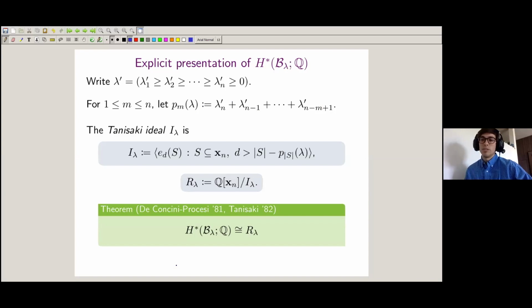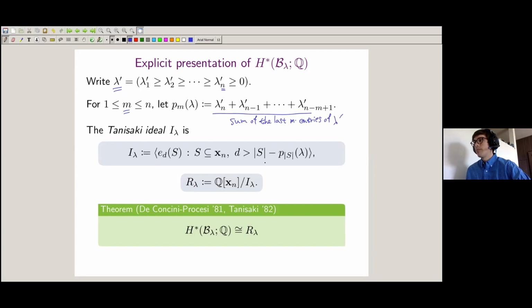But these cohomology rings, you could write down this ring as an explicit quotient ring. So take your partition and write down the conjugate partition, but where you pad on enough zeros at the end to make it a length n partition. And then for each index m, we'll write down the statistic p sub m, which is the sum of the last m entries of lambda prime.